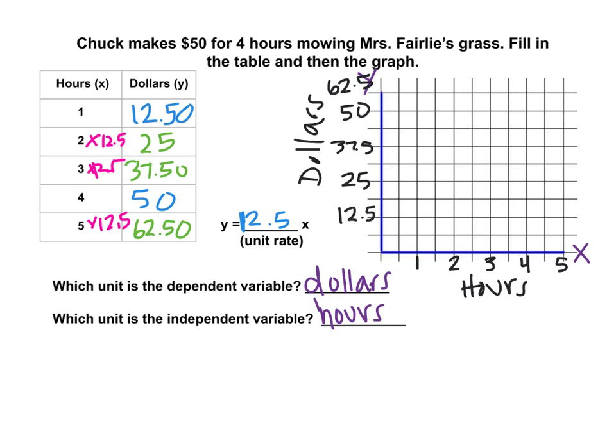Okay, now when I go to graph it, look how easy. 1 hour was 12.5, 2 hours was 25, 3 hours, 37.5, 4 hours was 50, and 5 hours was 62.5. And again, if he works 0 hours, he's making $0, so we can go ahead and do that dot and connect them, because if he works 3.5 hours, he can make money then too. It will just be in between on the graph.